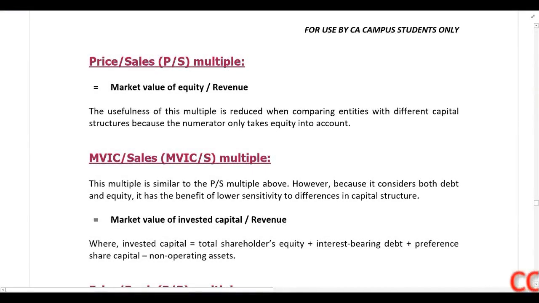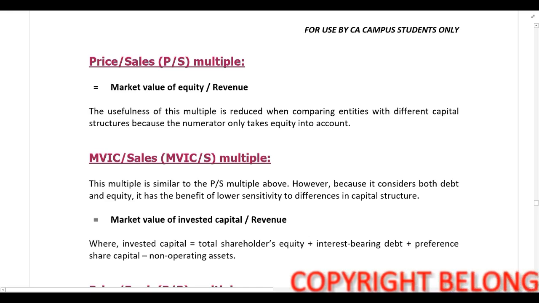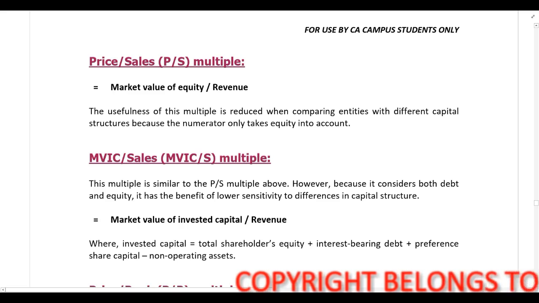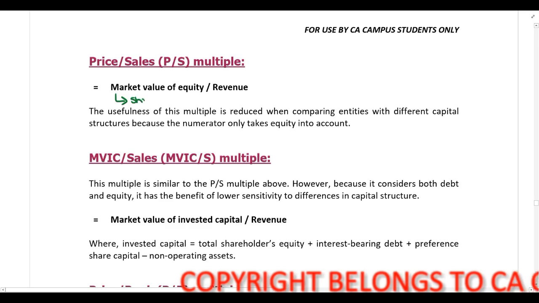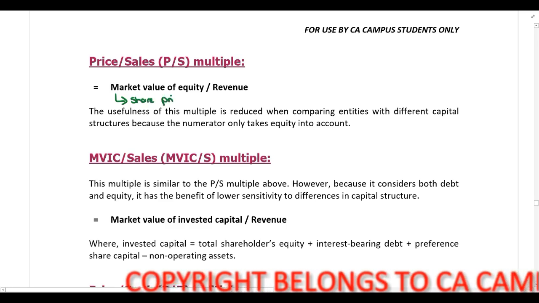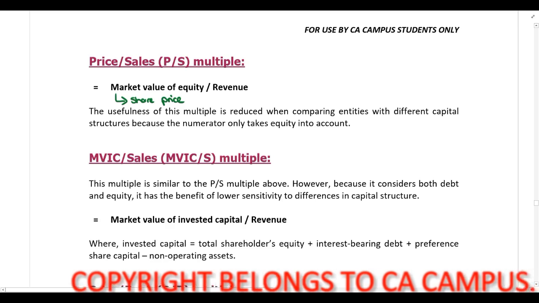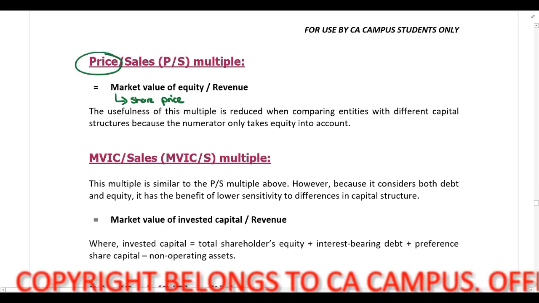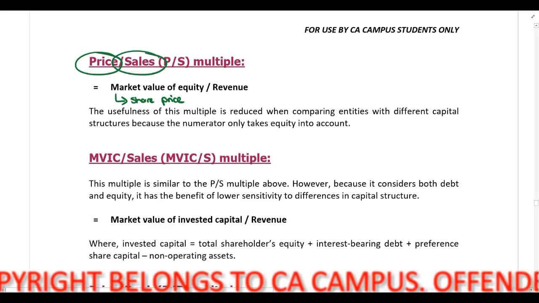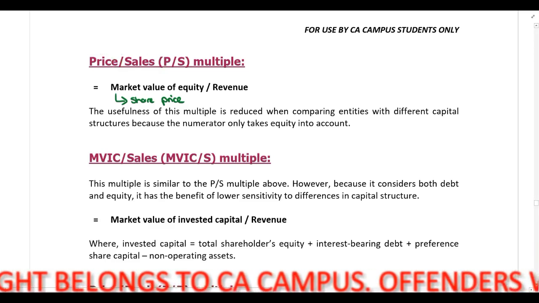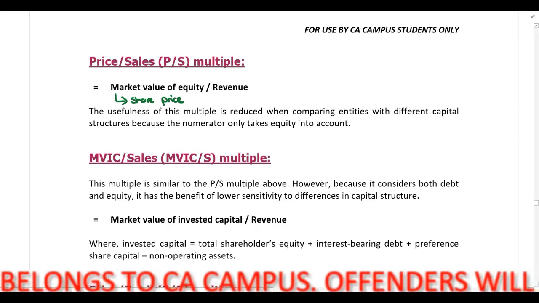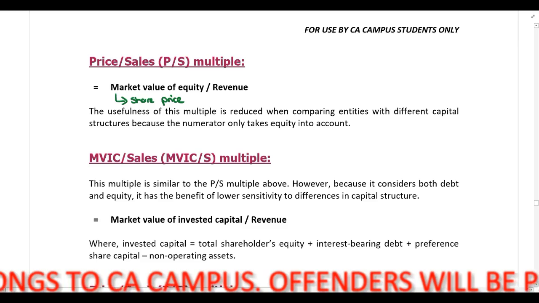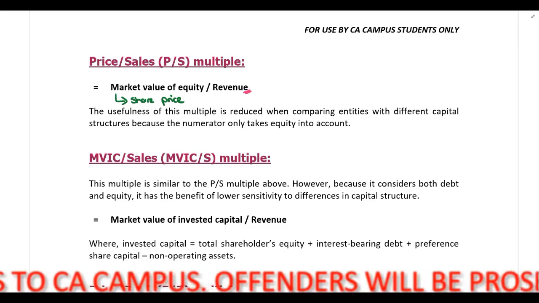Then the next ratio that we need to calculate is the price sales multiple. And once again, the calculation comes directly from the name of this ratio. We take the market value of equity, or in other words, the share price, and we divide by revenue or sales. So we take the share price and we divide by sales, and that gives us the price sales multiple. Now we can't perform this calculation in our example because we don't have revenue.